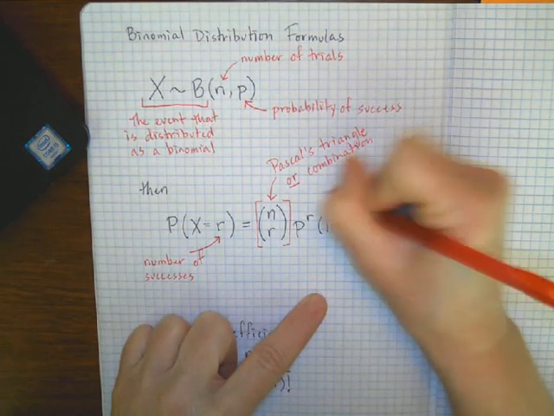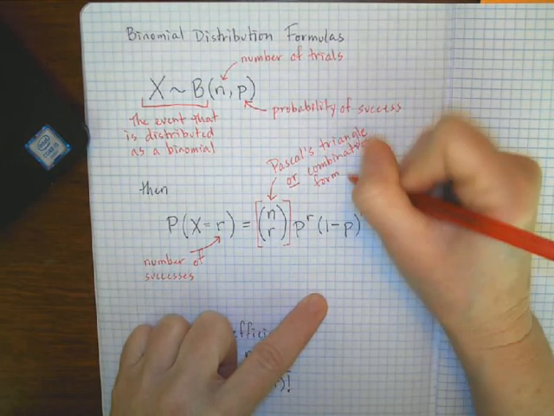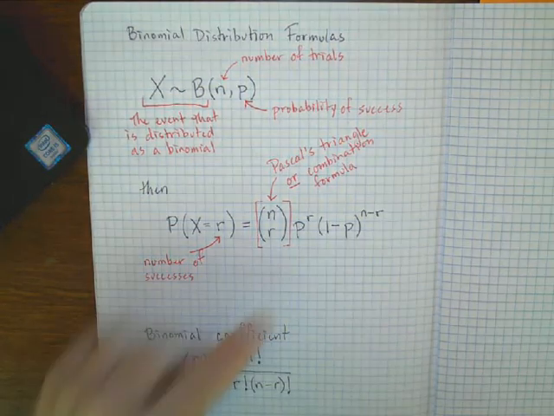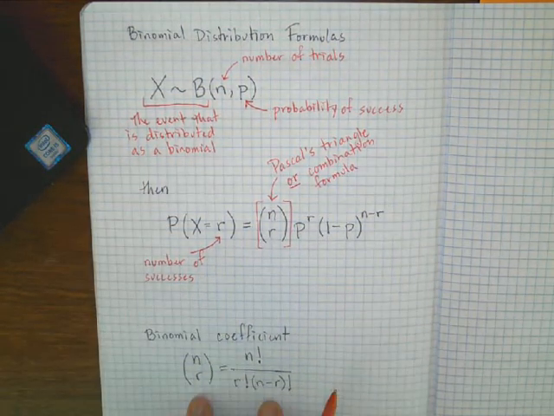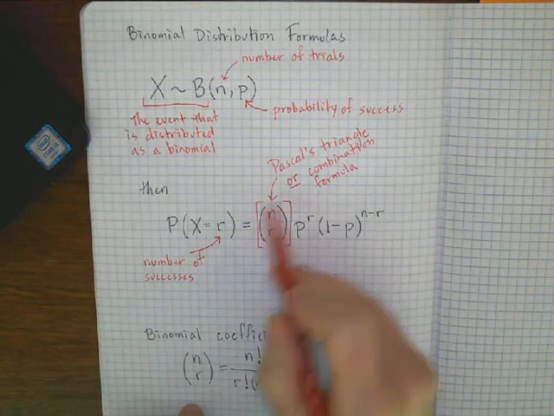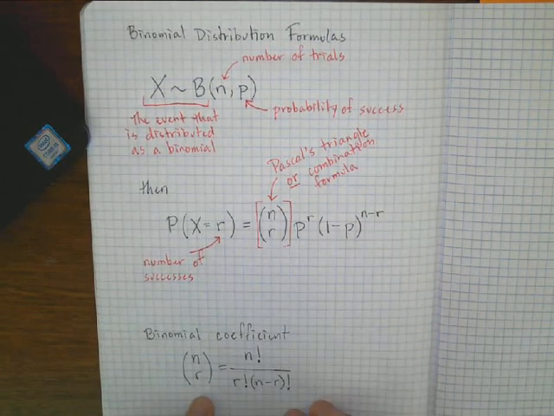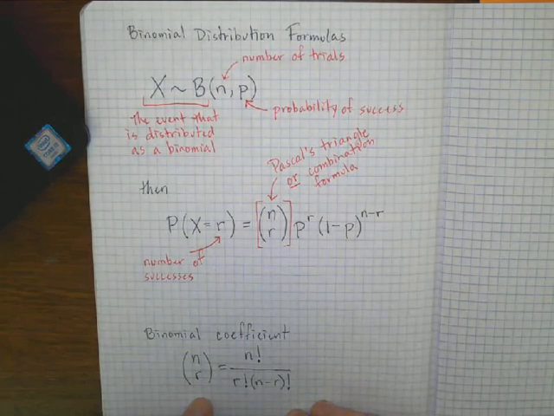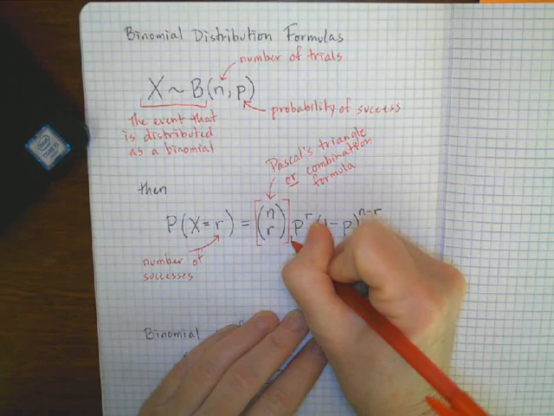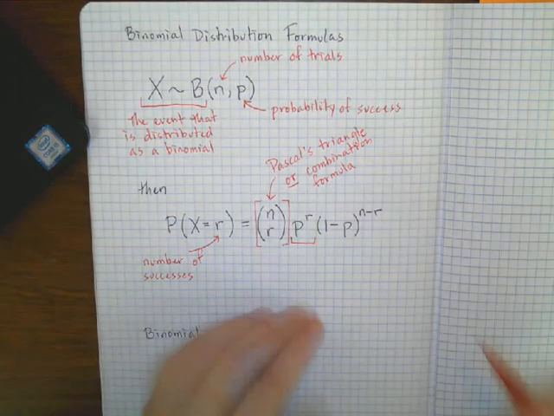Which I saw some people were using. So I'm guessing people who took Algebra 2, maybe you already knew that, or maybe you looked it up. Okay, and that's this formula down here. It's also called the binomial coefficient because this is the coefficient of our binomial probability.